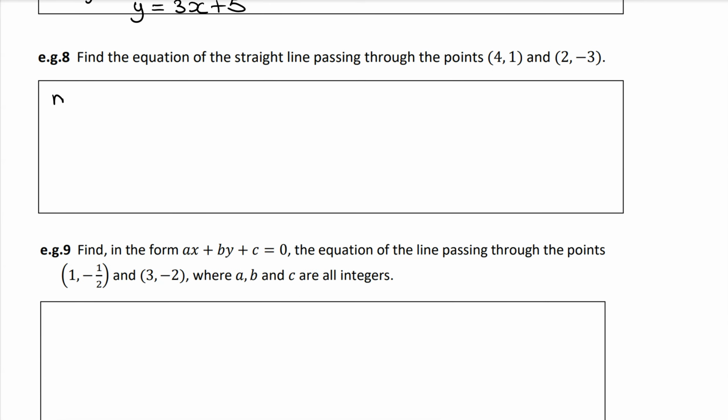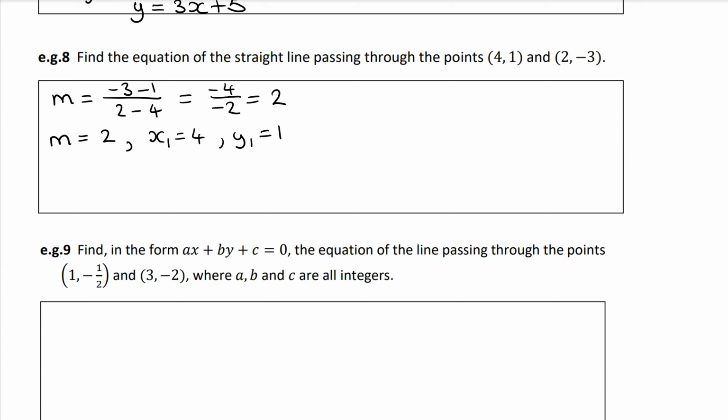So first off, going back to what we did at the beginning of the video, I do y2 minus y1, and I do x2 minus x1 on the bottom. When I do this, I've got -4 over -2, which just simplifies down to 2. So now I know the gradient is 2, and I can choose either one of these points. I'm just going to choose the first one, (4, 1), as my point, but this will also work if you use the (2, -3) as well.